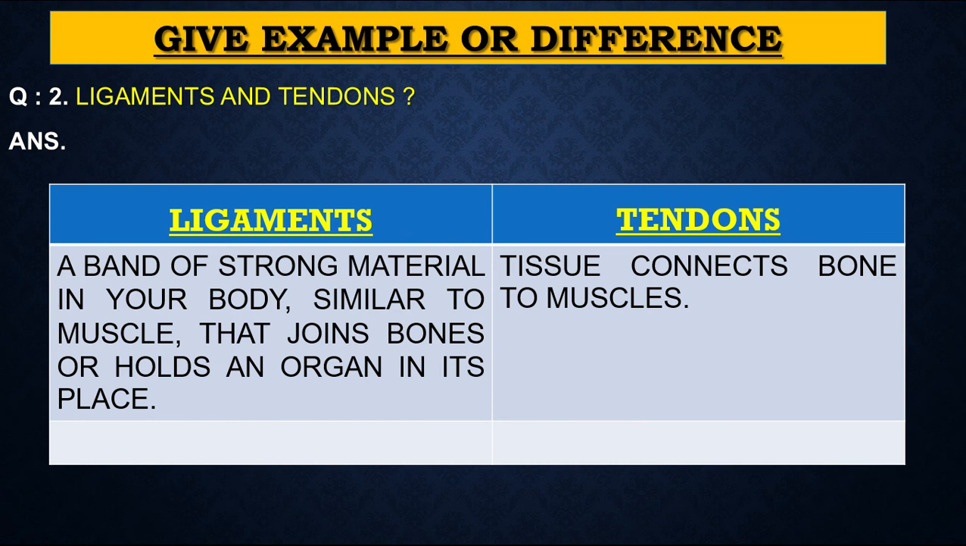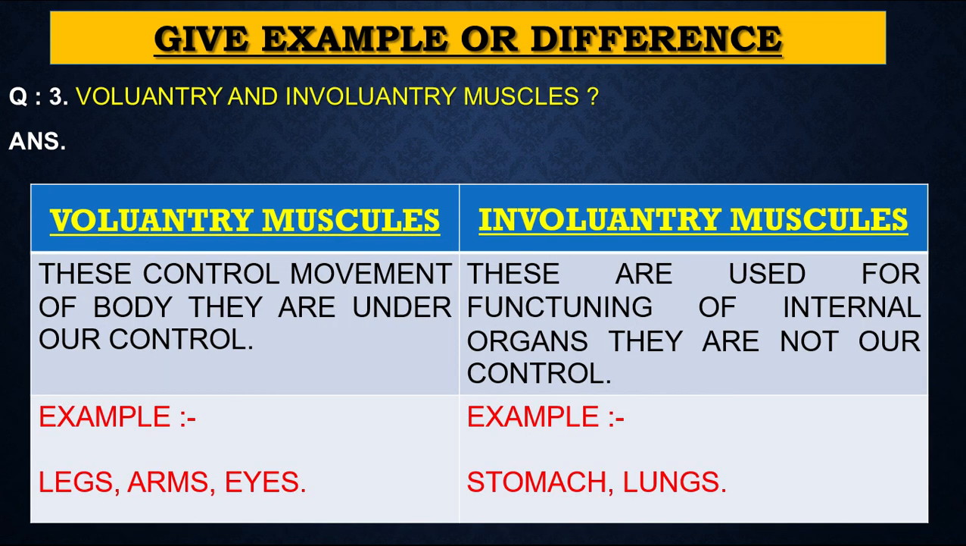Last question is question number 3. It is voluntary and involuntary muscles. I have told you that voluntary muscles are the muscles which are in our control and involuntary muscles are the muscles which we cannot control. Let us see what is the answer here.